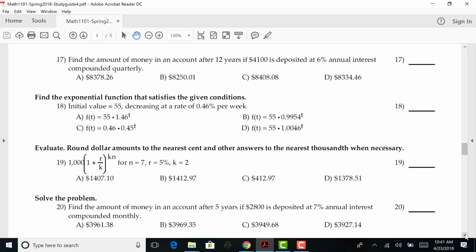So if I divide my rate by 52, what does that come out to be? Somebody tell me what 0.46 divided by 52 is. What do you get? 0.01095. Tell me again. 0.8846.